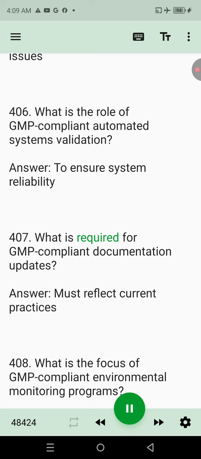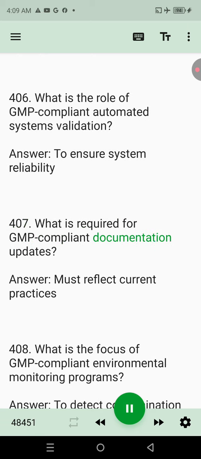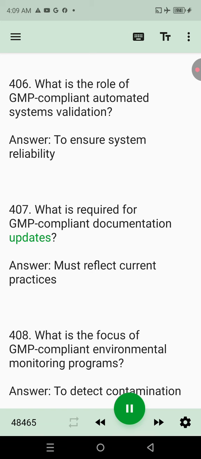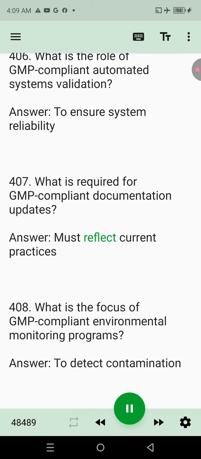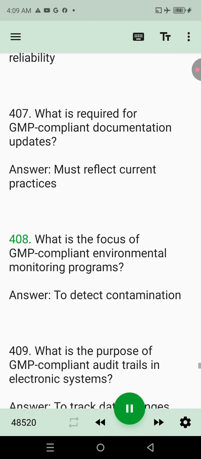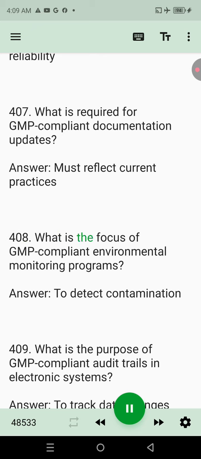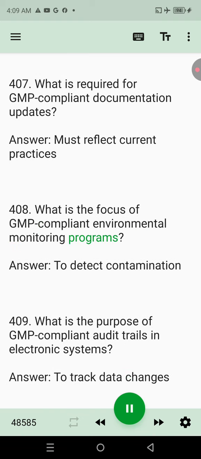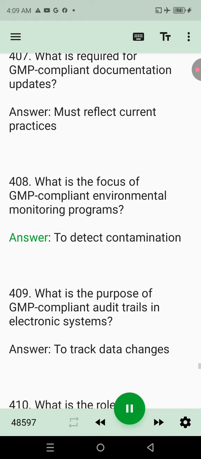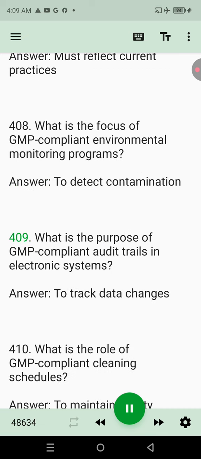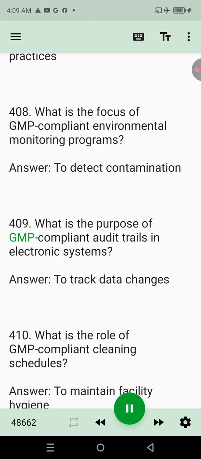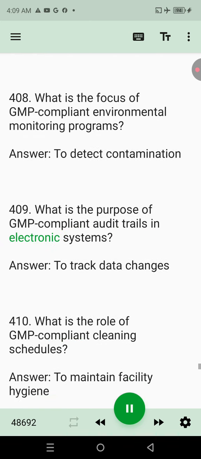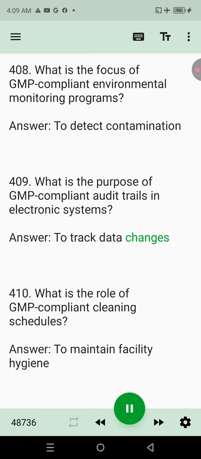407. What is required for GMP-compliant documentation updates? Answer: must reflect current practices. 408. What is the focus of GMP-compliant environmental monitoring programs? Answer: to detect contamination. 409. What is the purpose of GMP-compliant audit trails in electronic systems? Answer: to track data changes.